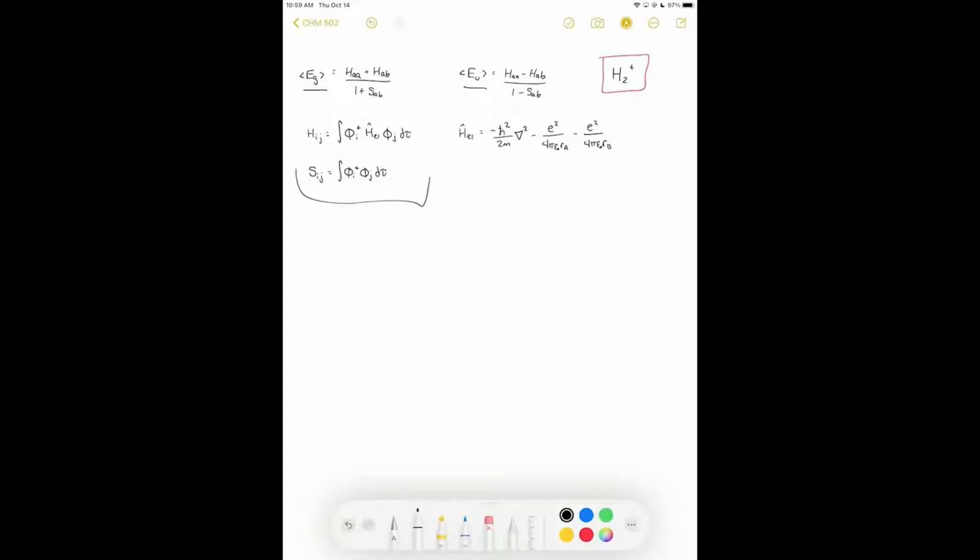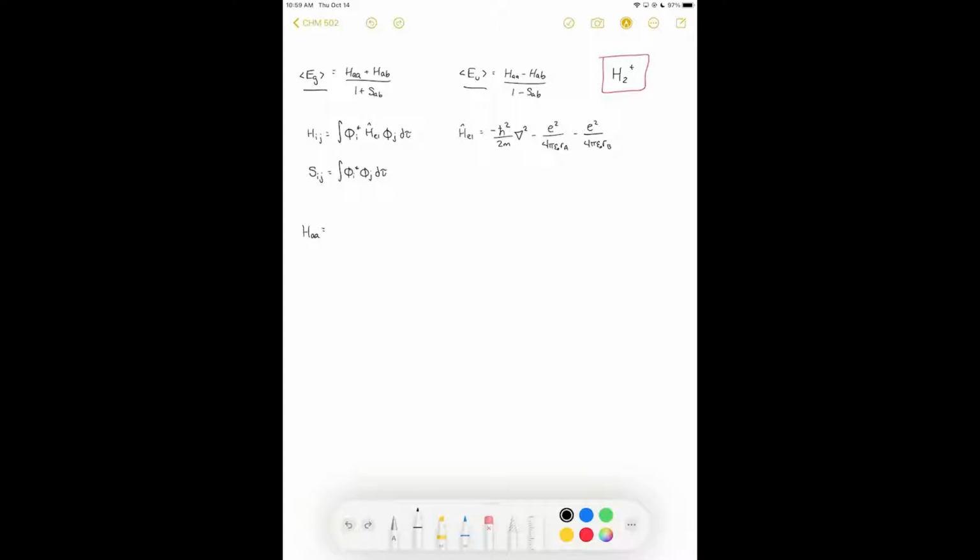So first, we're going to try to figure out what the HAA and HAB integrals are, and then we're going to put those together to try to figure out what we can do and what we can say about these energies. So let's go ahead and evaluate the HAA integral. The HAA integral is shown here. The formula for all of these H integrals is shown here. And if we're using AA, that means we're using both centered around the same nucleus.